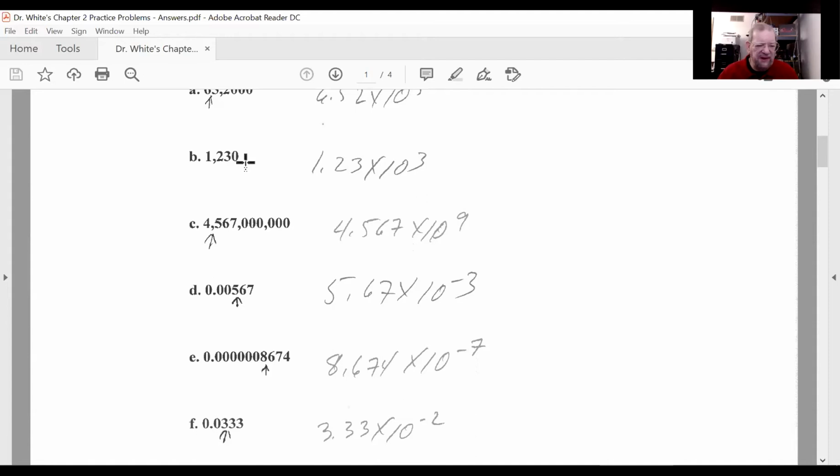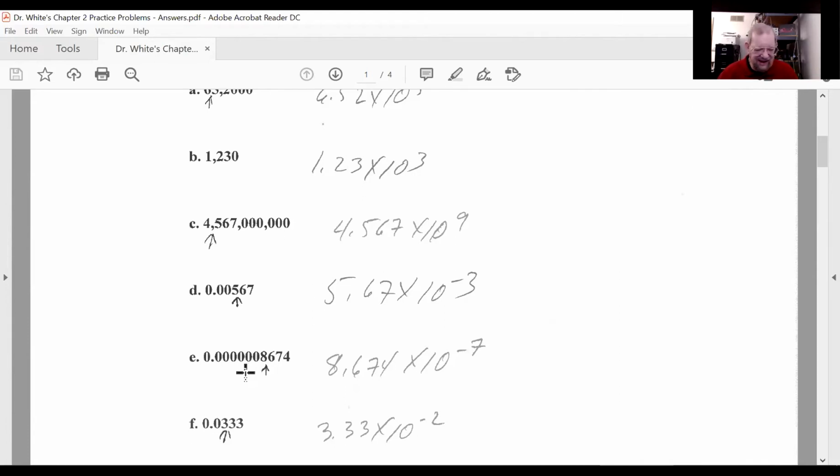And if we look at B, again, this is a number greater than 10. If there was a decimal point, I'd move it to the right of the first non-zero integer, 1, 2, 3. So it'd be 1.23 times 10. How many times did I move it? 1, 2, 3. 10 to the x, x is 3.